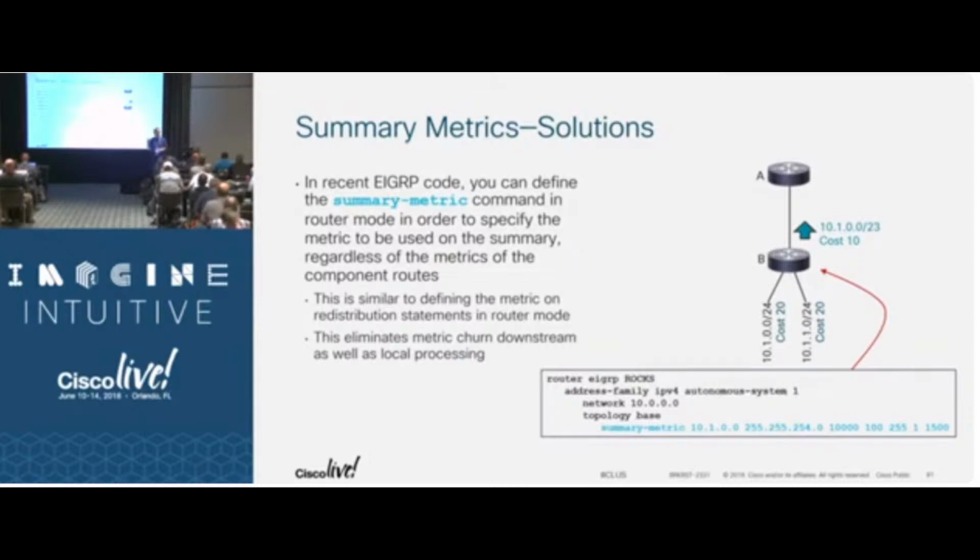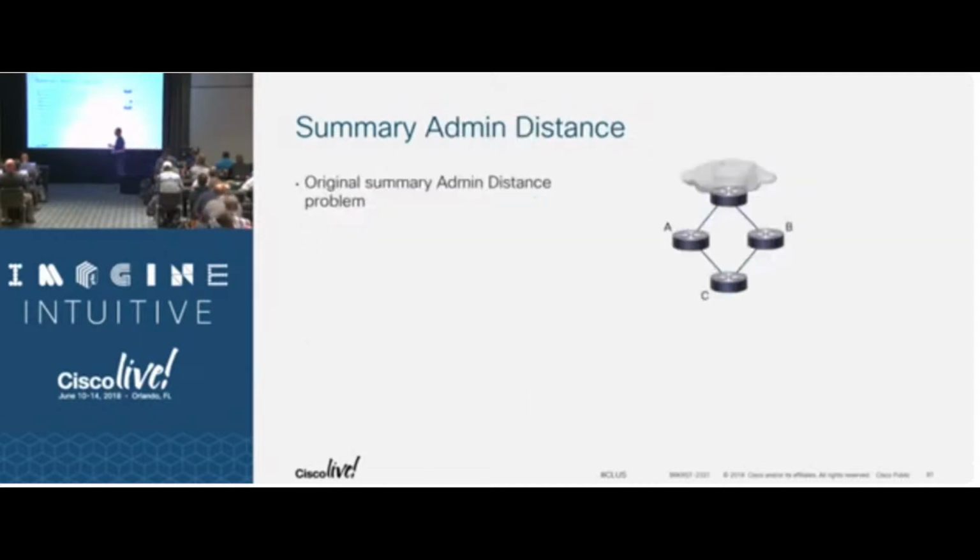This is done primarily to slow down the churn in your network and prevent the router that performs the summarization from doing unnecessary CPU cycles for a metric update that doesn't really make any sense.